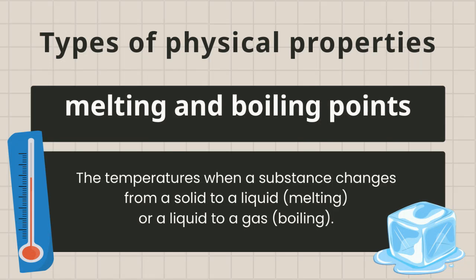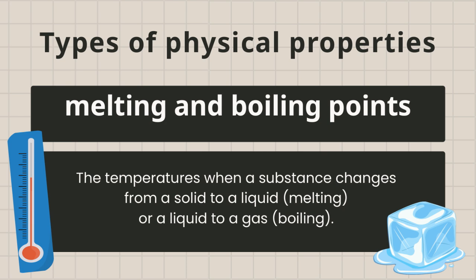Let's talk about some types of physical properties, specifically focusing on the temperatures at which substances change from one state to another. These are known as melting and boiling points. Melting point is the temperature at which a solid turns into a liquid, like ice melting into water. Boiling point, on the other hand, is the temperature when a liquid changes into a gas, such as water boiling into steam. Understanding these points is important because they help us identify and classify materials based on their physical behavior.